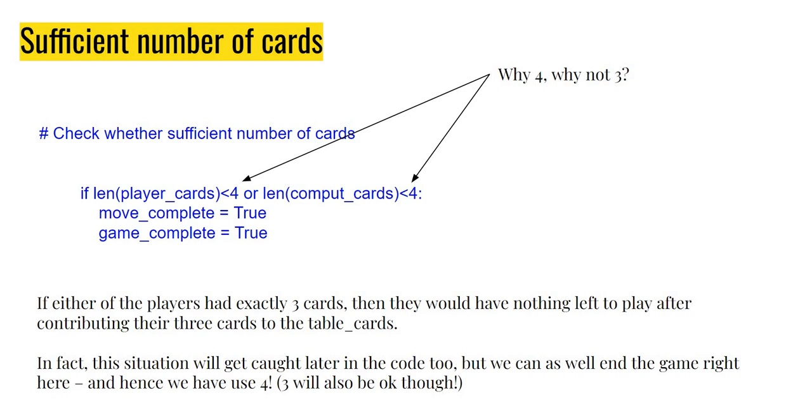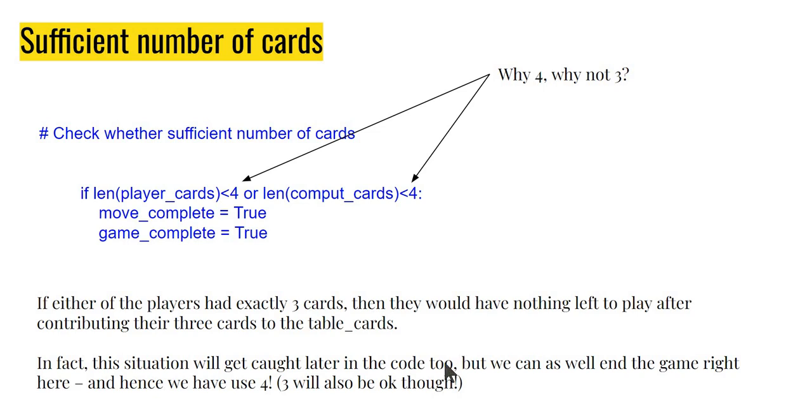One question that came up in a discussion, so I thought I'll touch on this a little bit. You remember, in the situation of war, we are saying that if length of cards is less than 4 for either the player or the computer, then the game gets over. Now, a question that came up is why 4, why not 3? Because the player and computer are both putting out only 3 cards. The point here is this: if either of the players had exactly 3 cards, then they would have nothing left to play for after they have contributed their 3 cards to the table cards, which means the game is anyway going to get over. So, we can as well end the game even when they have exactly 3 cards, which is why I put this as less than 4.